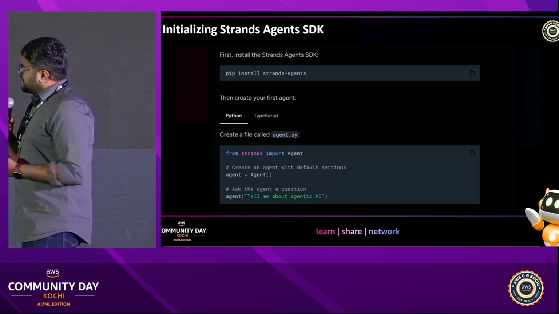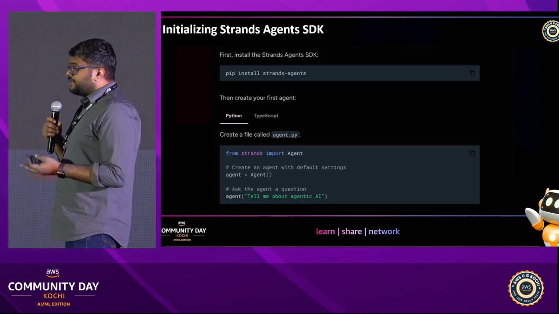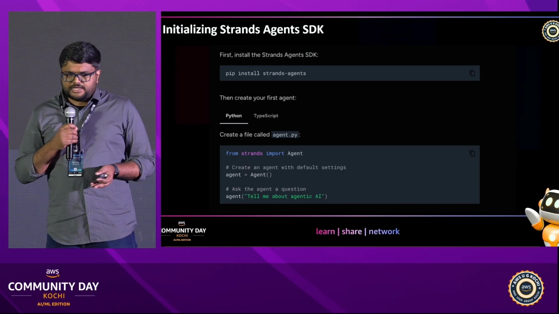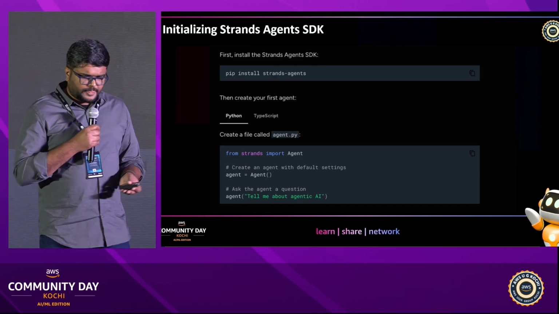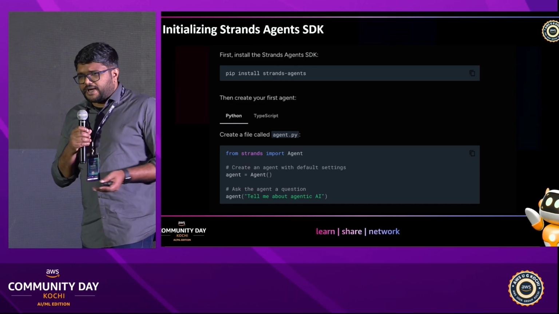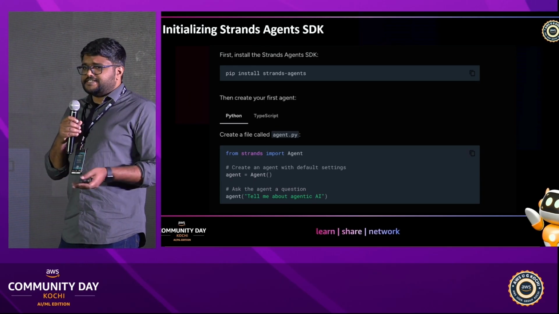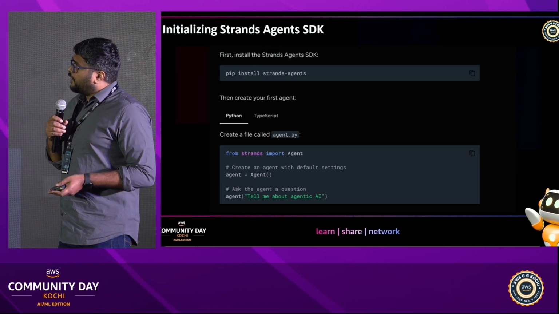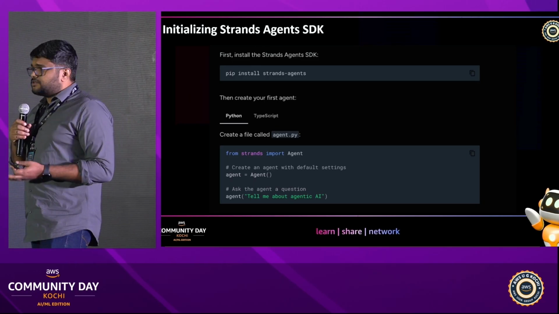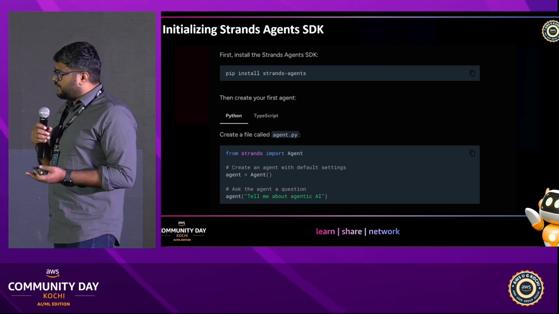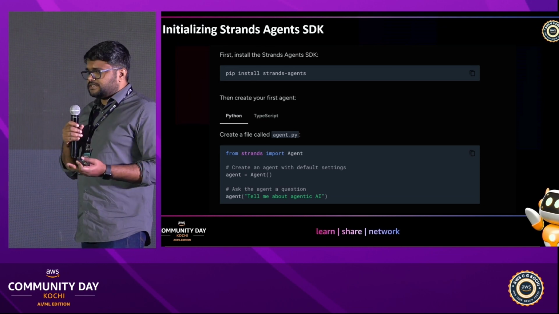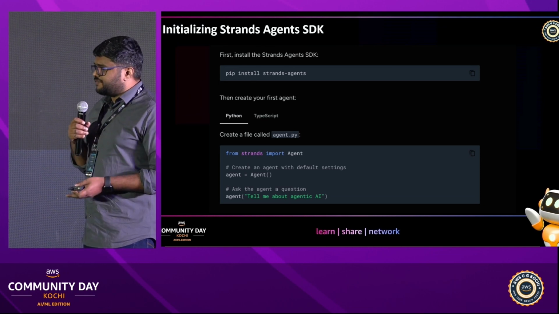So this is how you initialize a Strands agent in your local system. It's as simple as installing a package and initializing the agent. So obviously now the question is, okay, where are we defining the various models? What is the configuration that we have to provide?